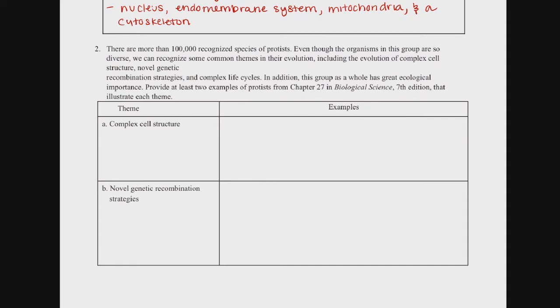Even though the organisms in this group are so diverse, we can recognize some common themes in their evolution, including the evolution of complex cell structure, novel genetic recombination strategies, and complex life cycles. In addition, this group as a whole has a great ecological importance. Provide at least 2 examples of protists from chapter 27 that illustrate each theme. So don't worry too much, you don't have to go digging. I have gotten some examples out for you.